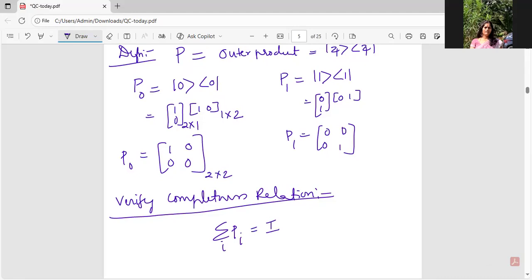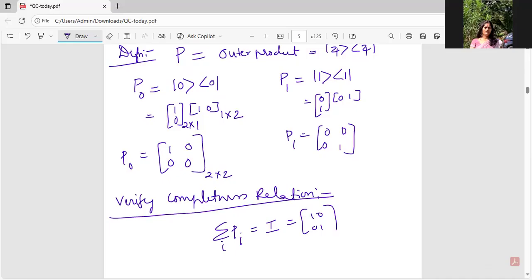Again, I repeat, guys. The projection operator in quantum is defined as the outer product of the states or kets. If I have ket xi, the outer product of ket xi with itself is defined as the projection operator P. Now, for ket 0 and ket 1, I am denoting them by P0 and P1. How do I verify the completeness relation for this computational basis? I sum up all the projections and it should turn out to be I, the identity matrix.